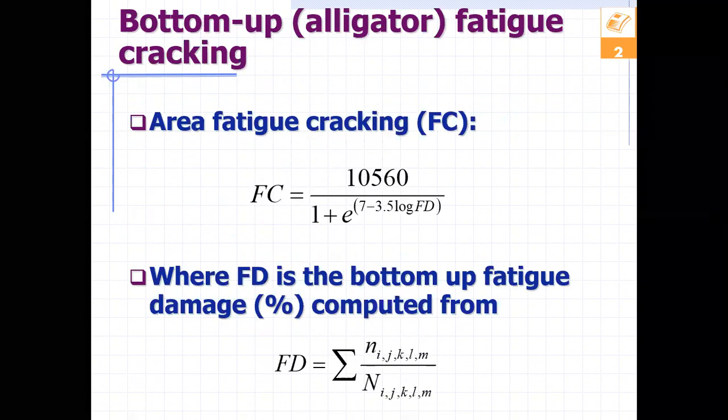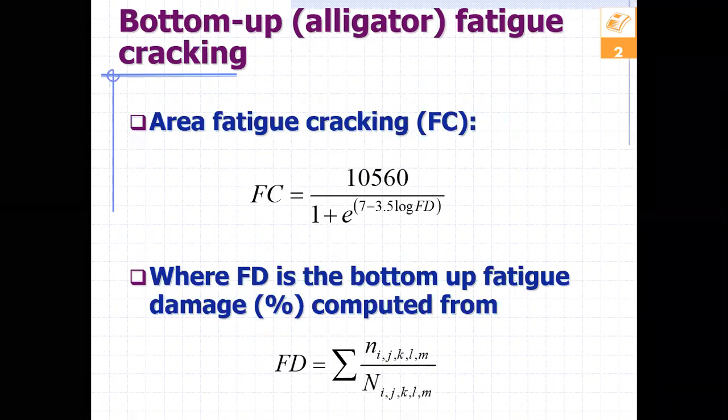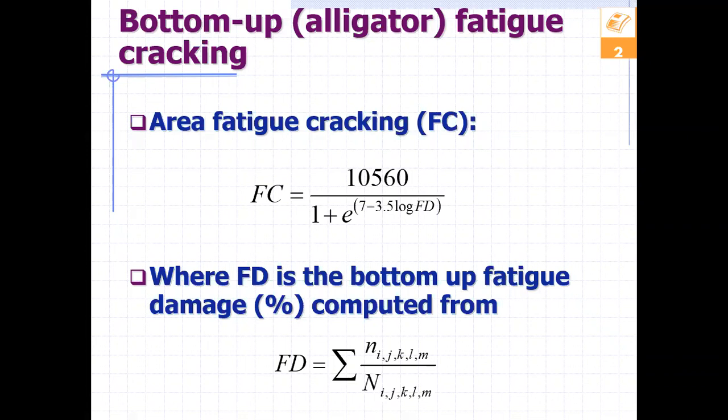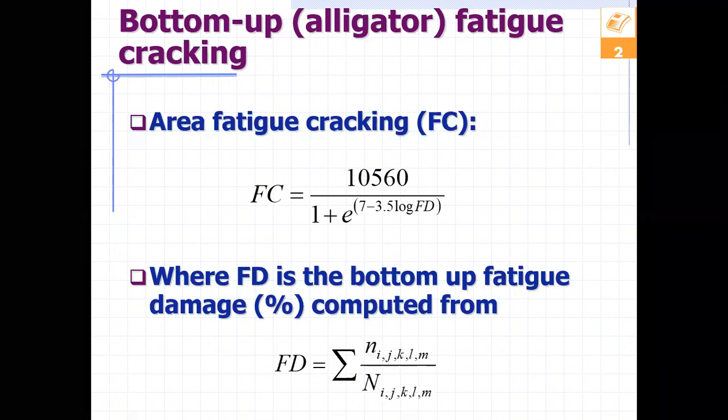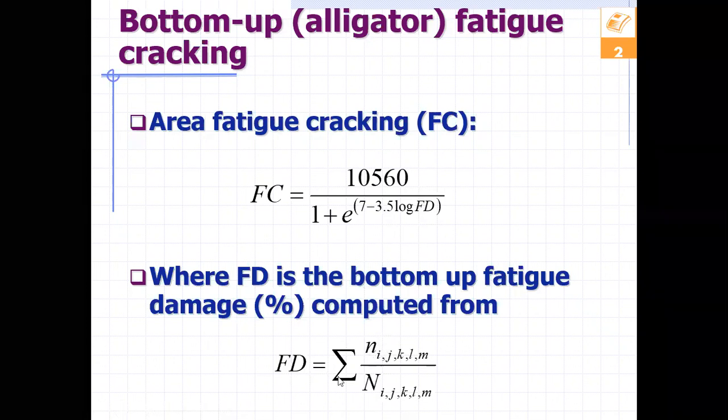Now we're gonna look at the equation. Don't get scared, we're gonna do an example soon. But there are two types of equations. We have the bottom up fatigue cracking, which is typically the most important one. And in the top equation, you see that the only factor is FD, which is the fatigue damage. And the fatigue damage is coming from the actual number, n, a small case n means actual number of load applications.